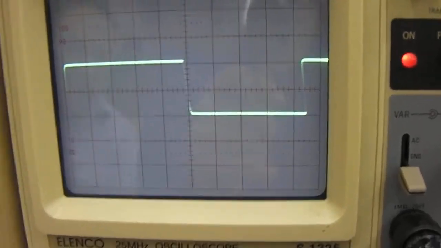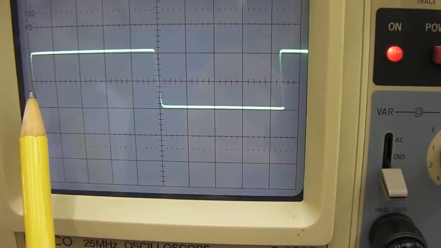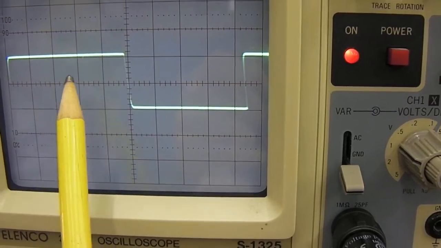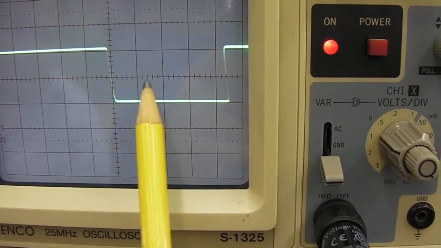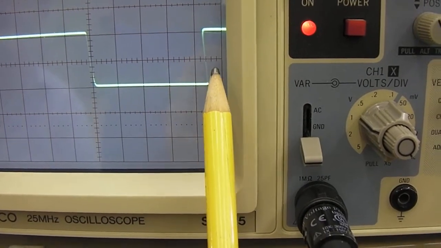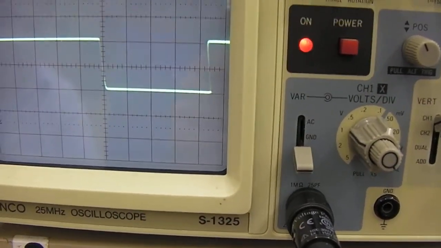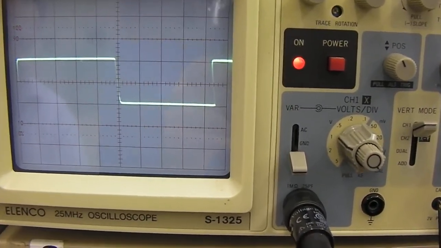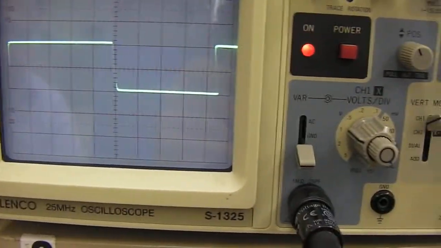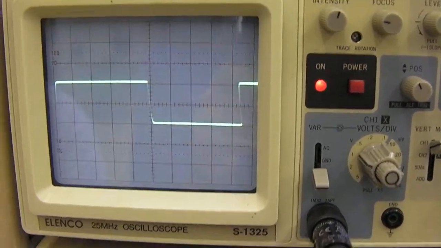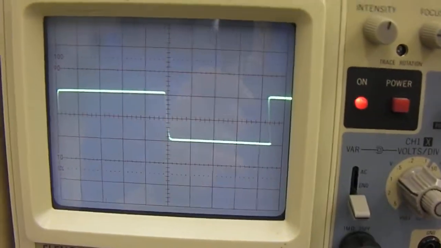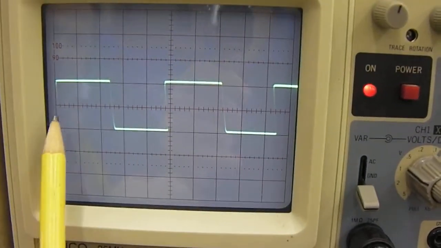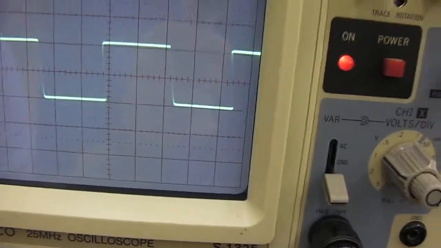Now what I'm going to do is count going across the screen horizontally. I'm going to go 1, 2, 3, 4, 5, 6, 7, 8, 9, and about a half. Almost 10, isn't it? Not quite. Maybe you could even call it 10, but it's about 9.5 there. So what does that mean? If I go to a different setting on my time per division, I can see more cycles on the screen at once.